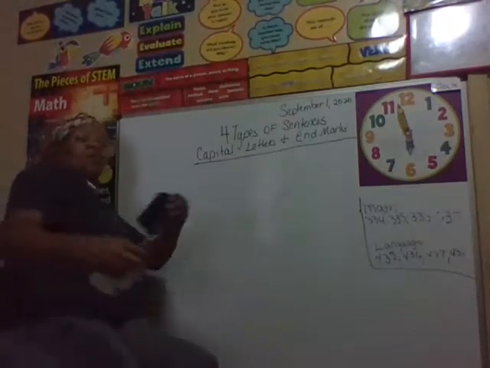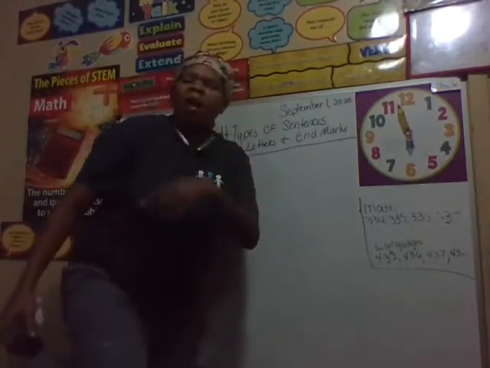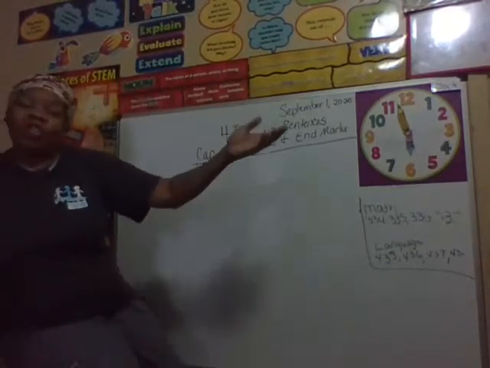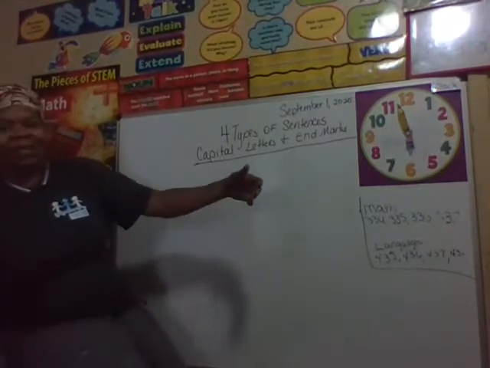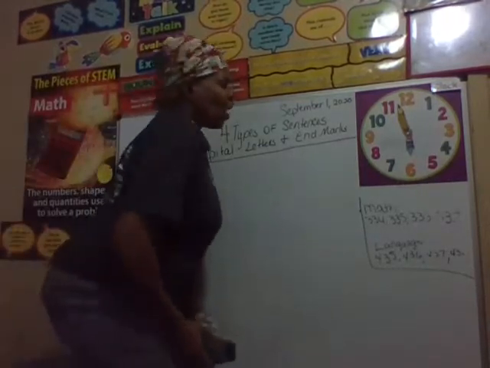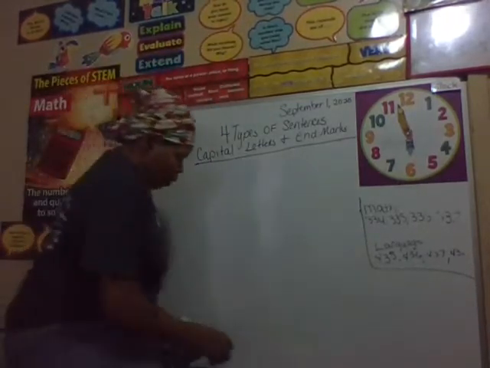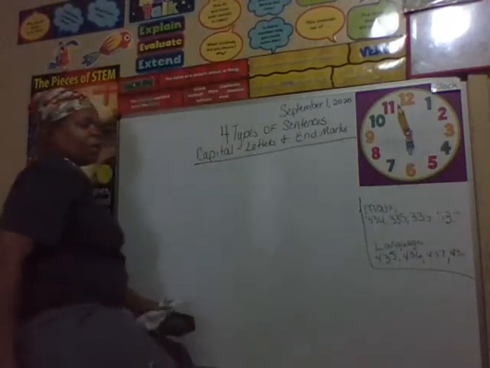Declarative gives information. Imperative makes all the rules. Interrogative, it asks you a question. Exclamatory shows excitement. Alright, guys, we're going to the board. Alright, let's read.